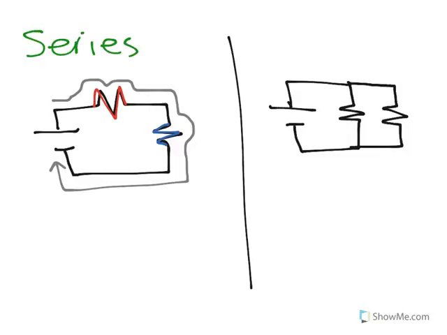The two resistors here are in series with each other, and the way that you can tell is that any current that goes through this resistor must also go through this resistor. There's no possible path for it to go through the red without going through the blue.